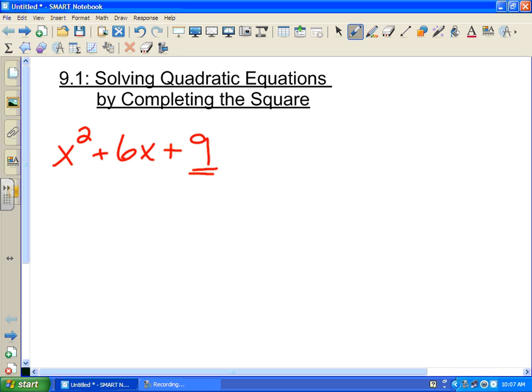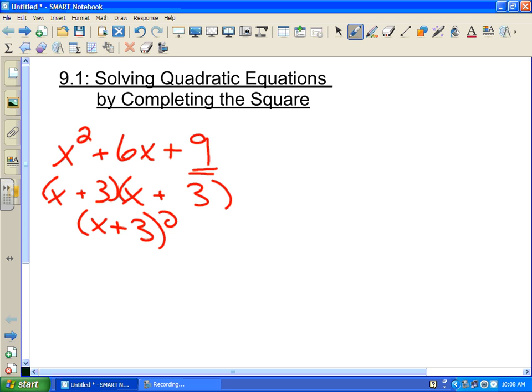When I factor this, which don't worry, you're not going to have to factor, but I'm just showing you where this comes from. So when you factor this, you get what? X plus 3 and x plus 3. And guess what? X plus 3 and x plus 3 are the same. So this is the same thing as writing x plus 3 squared. Okay? So this is called a perfect square trinomial.